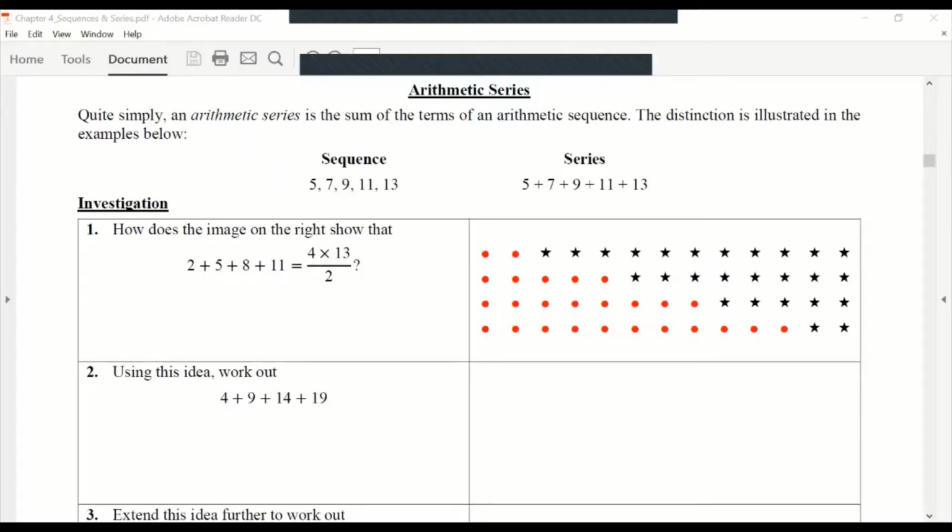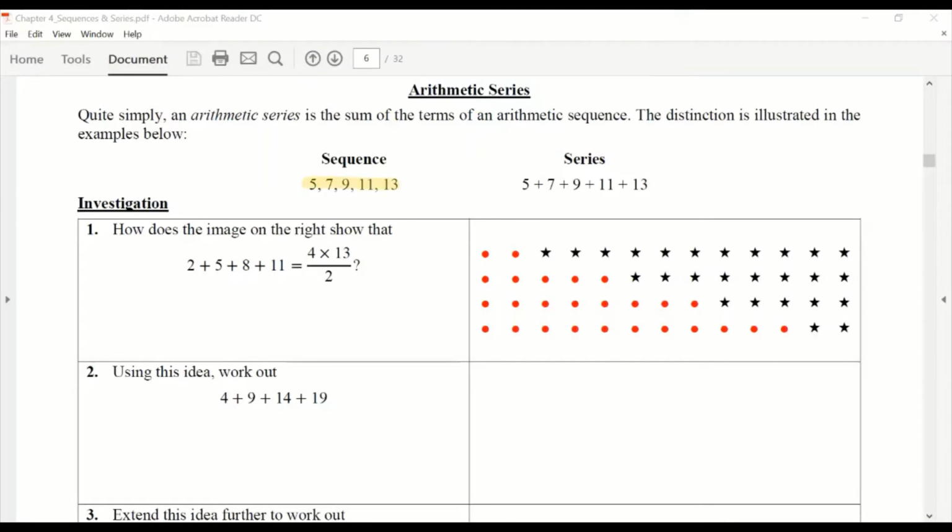So in this lesson, we're going to consider what an arithmetic series is. Now, we've met an arithmetic sequence. It was, of course, just a linear sequence. And we've seen an example of a linear sequence here. So what is a series? Well, a series is just a sequence where the terms of the sequence are added. In other words, it's the sum. So it's the sum of a sequence. So this is what a series is.